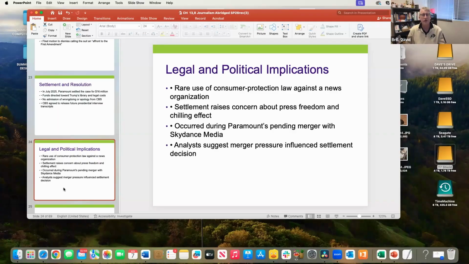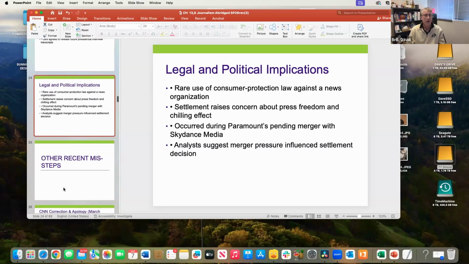So the legal and political implications are: it's a rare use of consumer protection law against a news organization. The settlement raised concerns about press freedom and a chilling effect. Basically, even just a settlement kind of implies that 60 Minutes got slapped for doing something misleading. And there was also obviously a merger going on with Paramount and Skydance Media. That merger has now gone through, and there might have been the Trump administration putting pressure on Paramount to settle. So anyway, an analyst suggests merger pressure influenced the settlement decision.